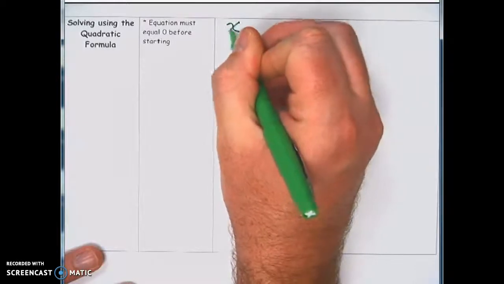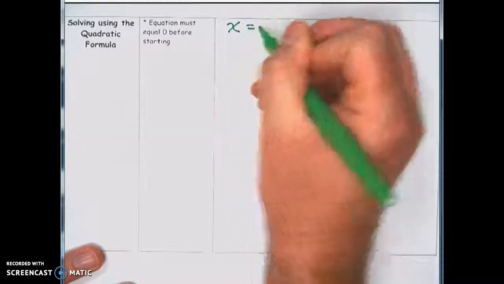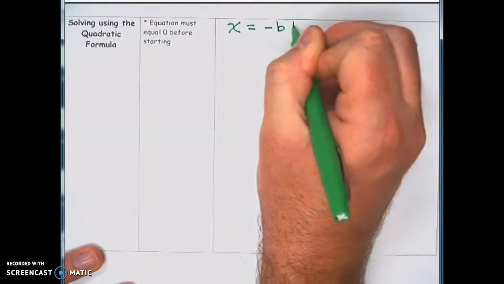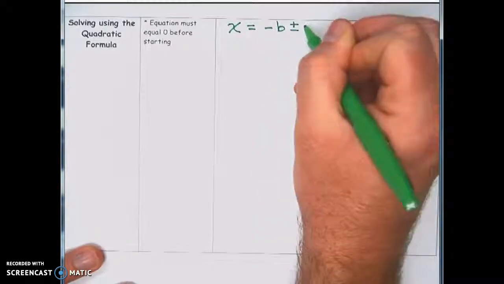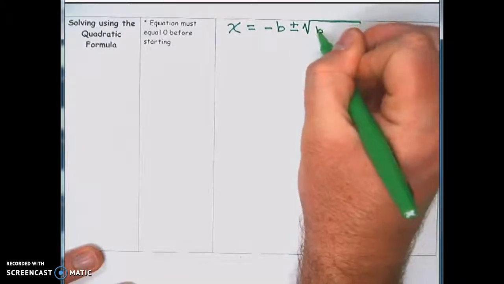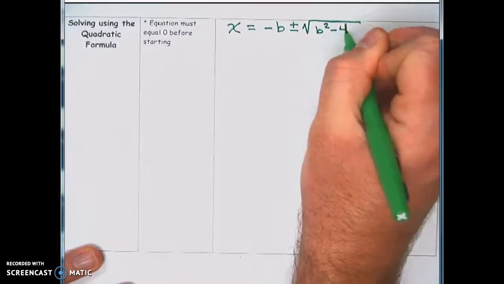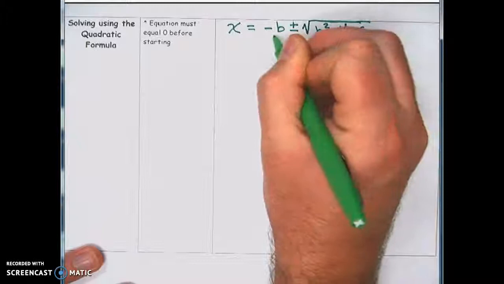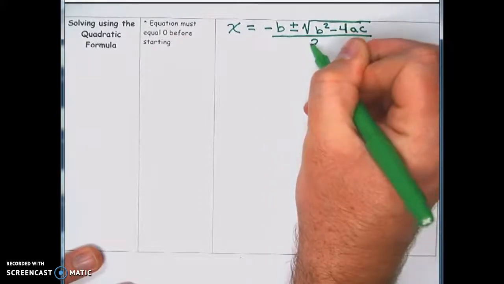So the quadratic formula says our answers, x, are going to equal the opposite of b, plus or minus, and this plus or minus is where we end up with our two different answers, the square root of b squared minus 4ac, all divided by 2 times a.